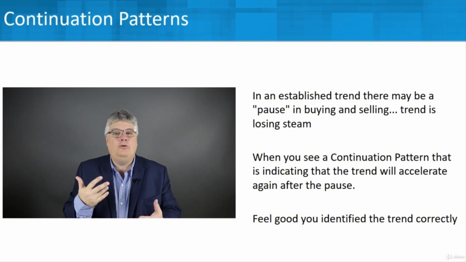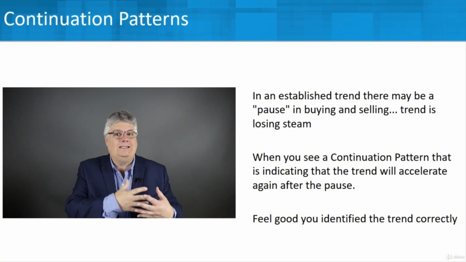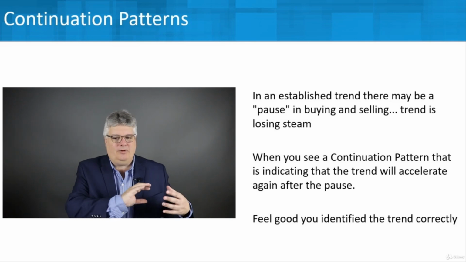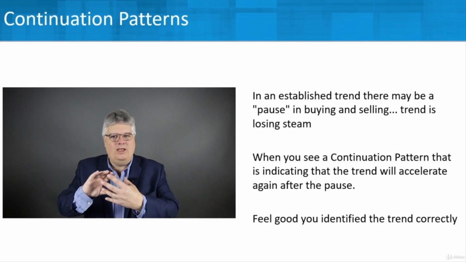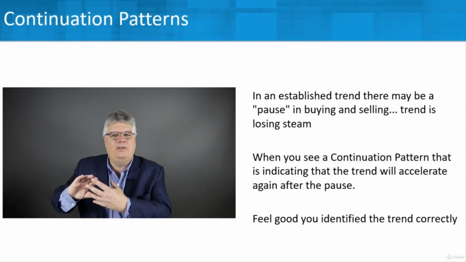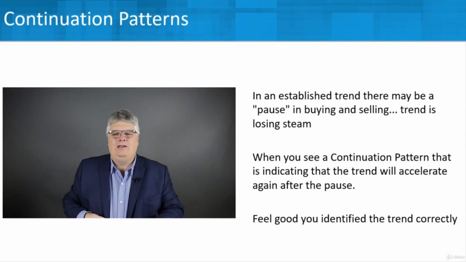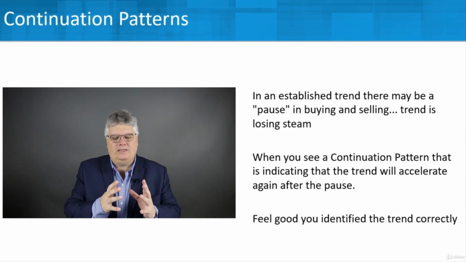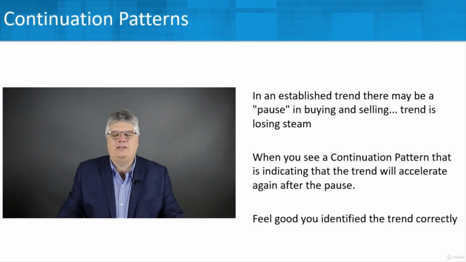And when you see a continuation pattern, that is indicating that the trend will accelerate again after the pause. So let's use that example of an uptrend. Let's say you've got an uptrend going up, there's a pause, so prices stabilize or go sideways, maybe down a little bit, and then with a continuation pattern, they would keep going up. And when you are investing off a trend, and you see a pattern there, you can feel good that you've identified the trend correctly because it's a continuation trend. You can feel good that you have a really good handle on how this particular security is trading at this moment in time, because you see the trend, but you also see the continuation pattern reinforcing that. And we can make trading decisions around that as well.